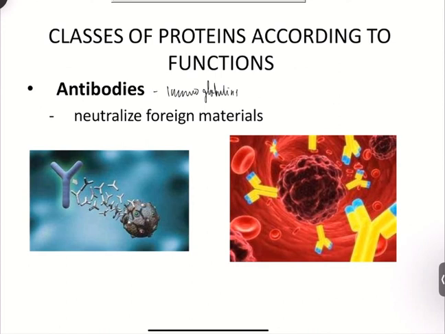Globulins, or your IGs: IgG, IgA, IgM, IgD, and IgE. Okay, IgE.